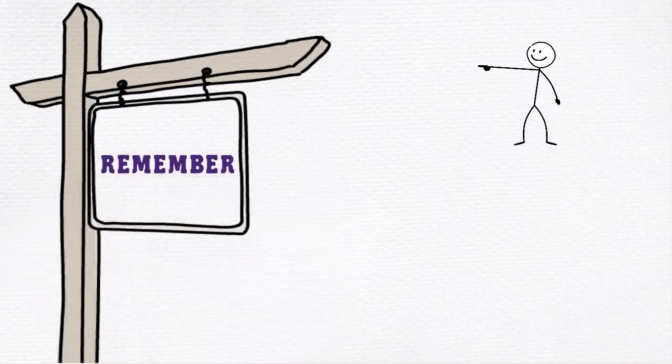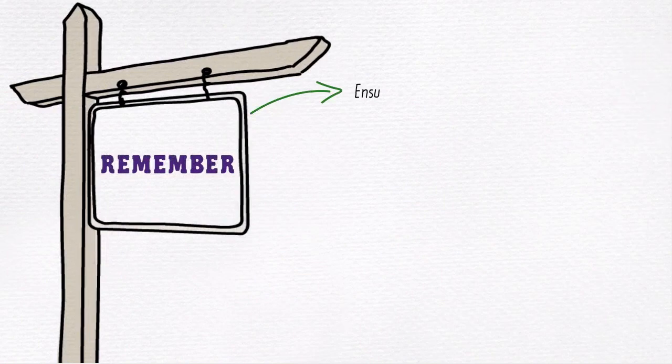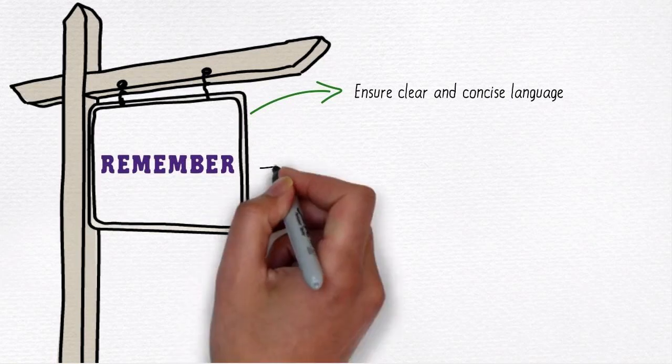Remember, ensure clear and concise language. Write in a clear and concise manner, avoiding unnecessary jargon or technical terms. Use subheadings, bullet points, or numbered lists to organize the information and enhance readability.